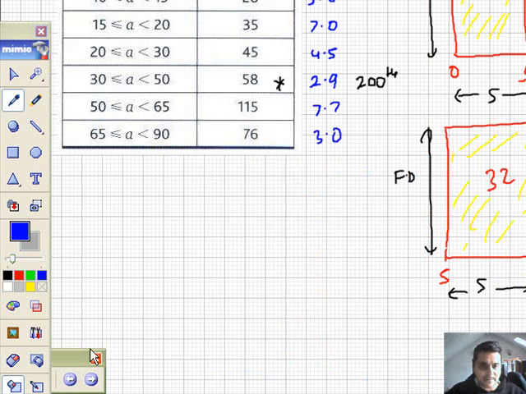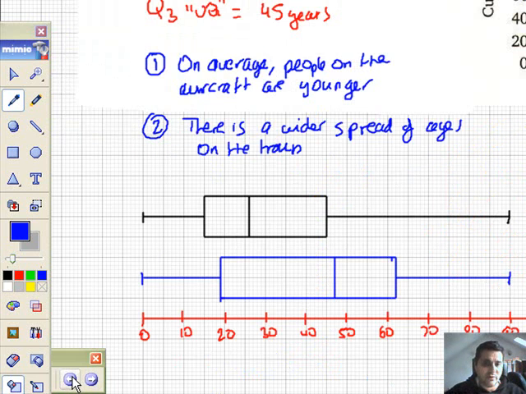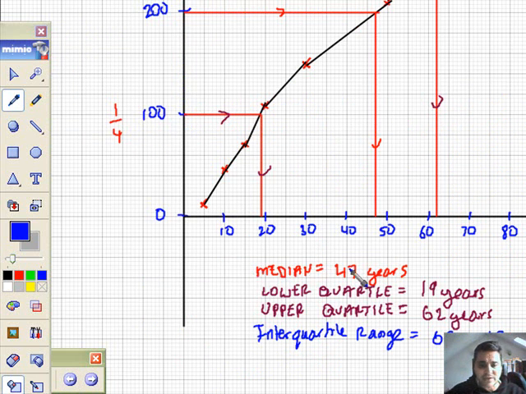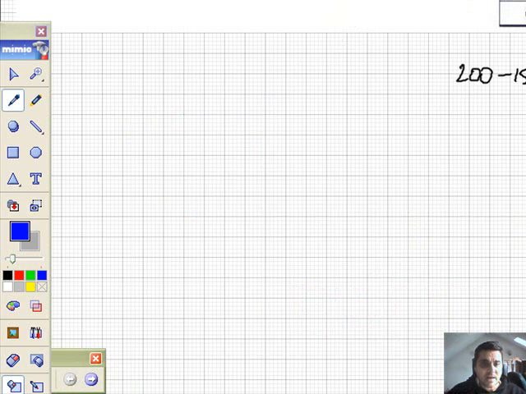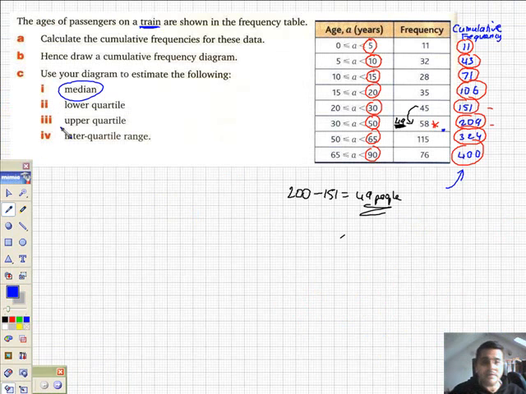Now back to the question. How does this compare with your answer in 4C part 1? Well, shall we have a look? 4C part 1, the median age 47 years. And there's 4C part 1. What is the median age? Well, that was 47 years.